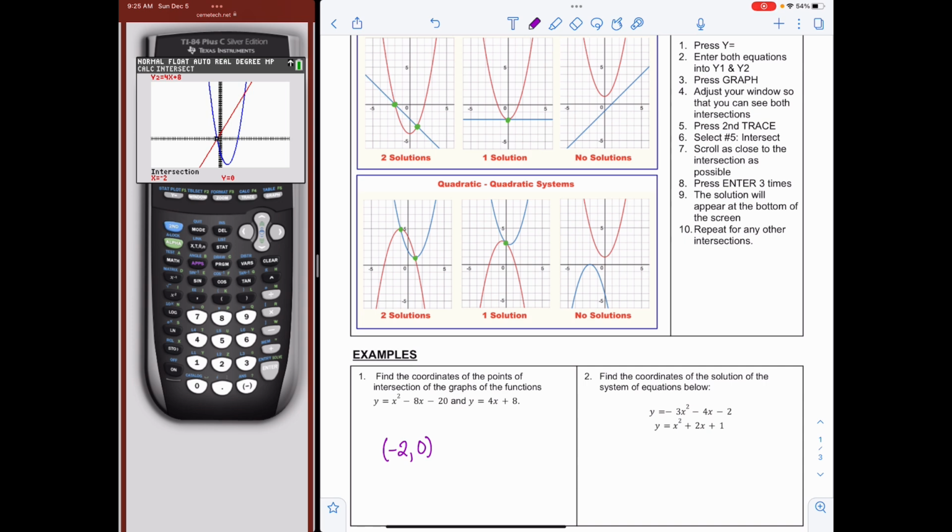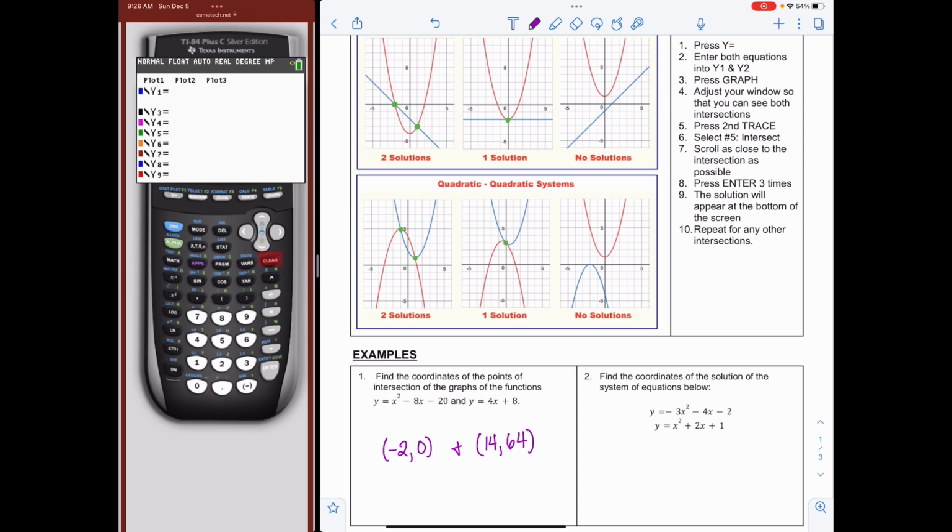So I'm going to repeat the steps. Second trace, number 5, and then I'm going to go over to the other intersection as close as possible, and then press enter 3 times. And I see that that intersection is 14, 64.